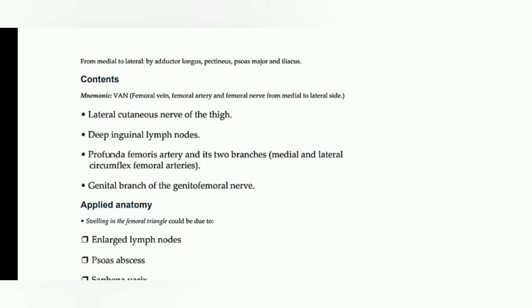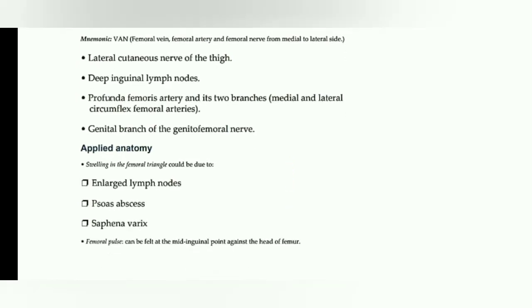Also, the lateral cutaneous nerve of thigh, deep inguinal lymph nodes, profunda femoris artery and through it the branches which are the medial and lateral circumflex femoral arteries. These arteries are all branches of the femoral artery itself, and also the genital branch of the genitofemoral nerve. So the clinical importance of the femoral triangle is that if there is a swelling in the femoral triangle, it could be due to enlarged lymph nodes, psoas abscess, or saphenous varix. And what is the femoral pulse? The femoral artery's pulse can be felt at the mid-inguinal point against the head of the femur.